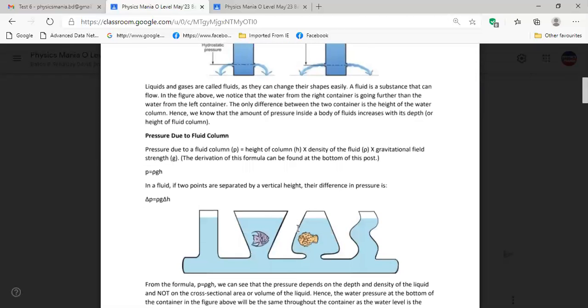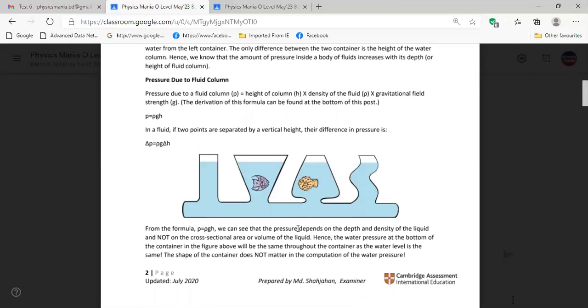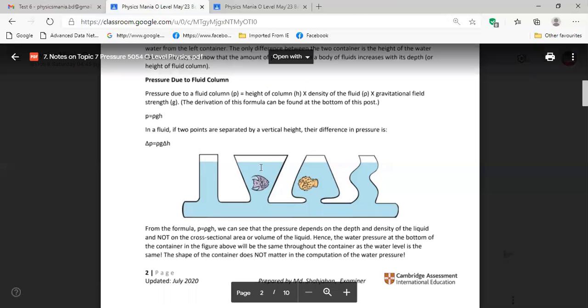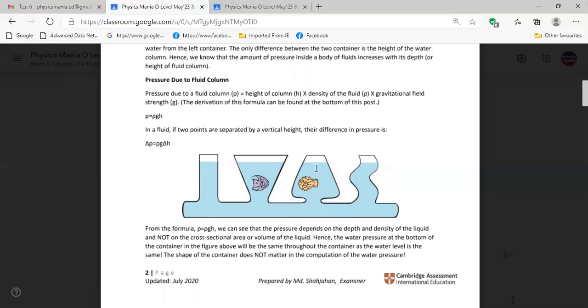So now, pressure due to a fluid column. You see, we have different shapes of the container or the reservoir here. All of them have the same depth, and that's why the pressure under them is the same for all of them, right? Clear?